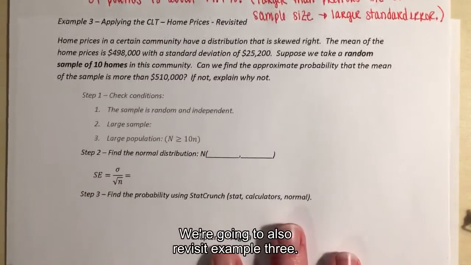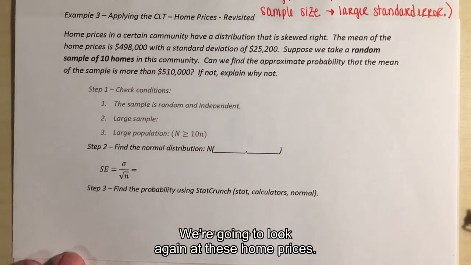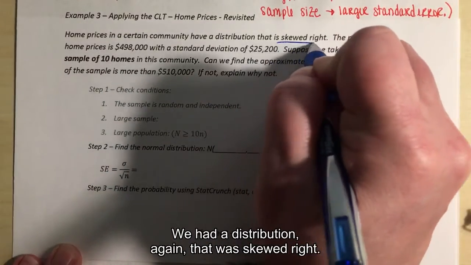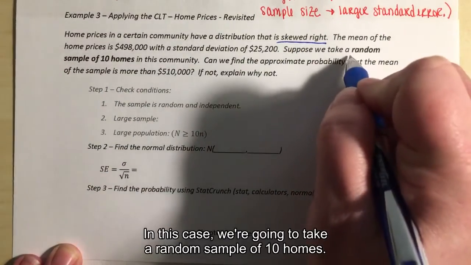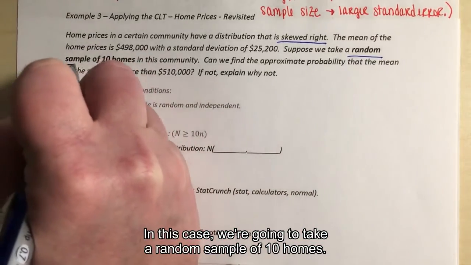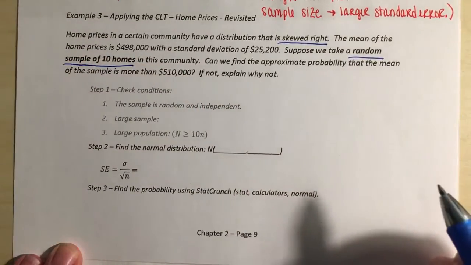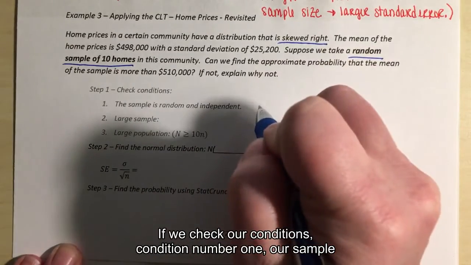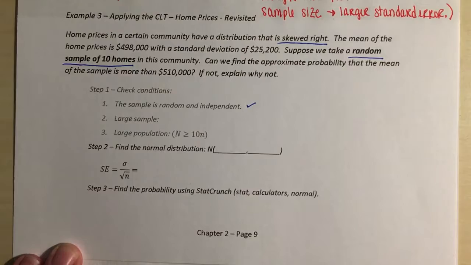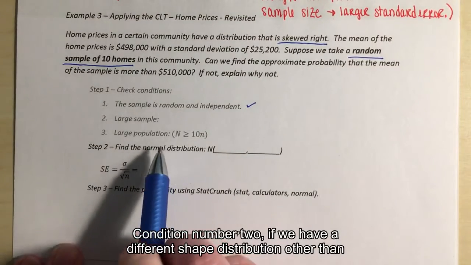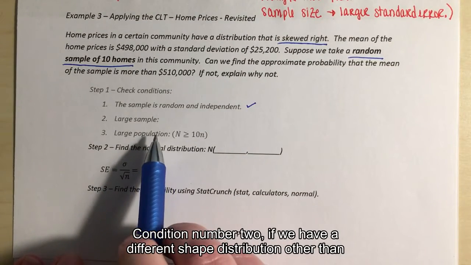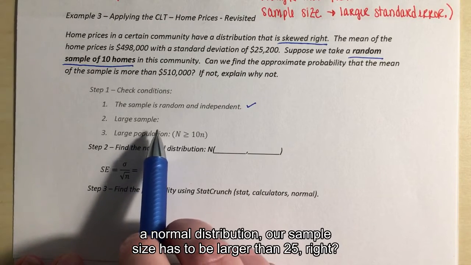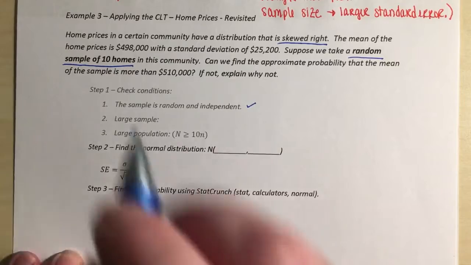All right, so we're also going to revisit example 3. We're going to look again at these home prices. We had a distribution again that was skewed right. In this case, we're going to take a random sample of 10 homes. If we check our conditions, condition number 1, our sample is random and independent. Yes. Condition number 2, if we have a different shape distribution other than a normal distribution, our sample size has to be larger than 25, right?